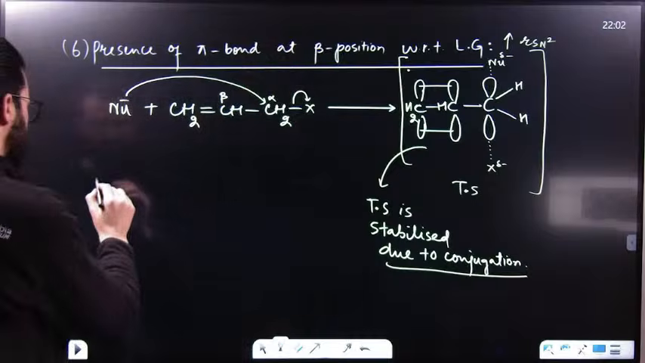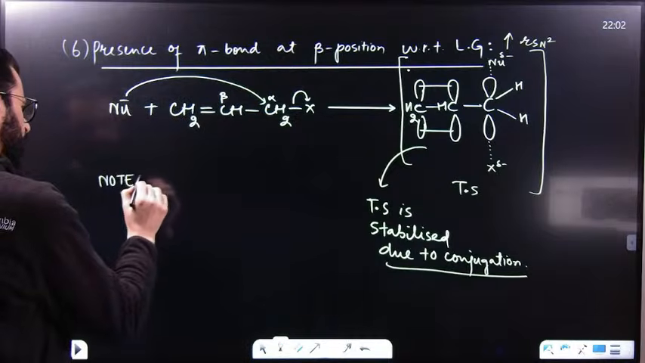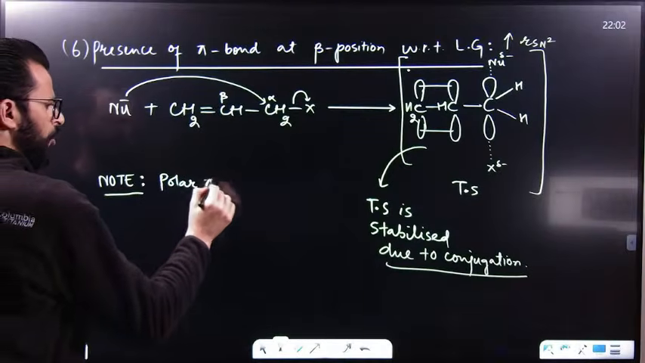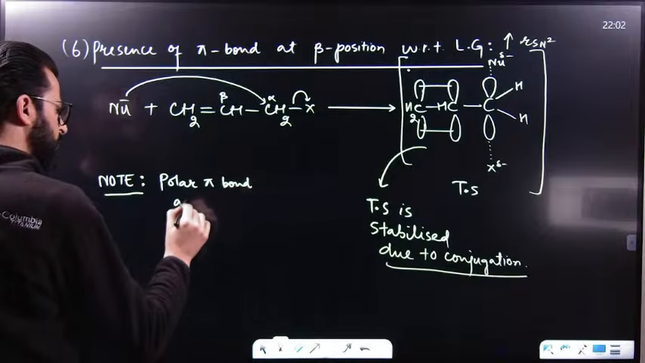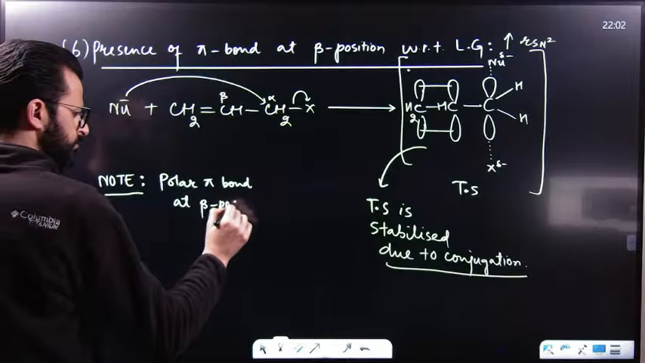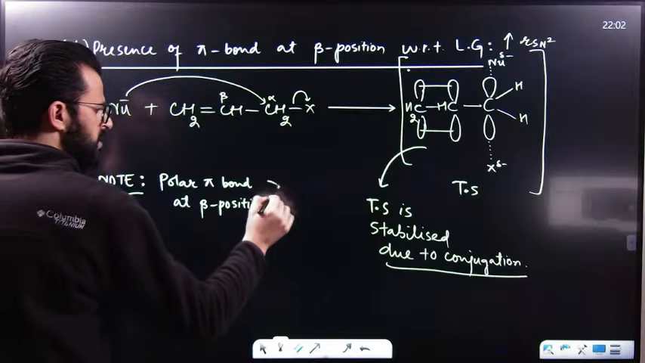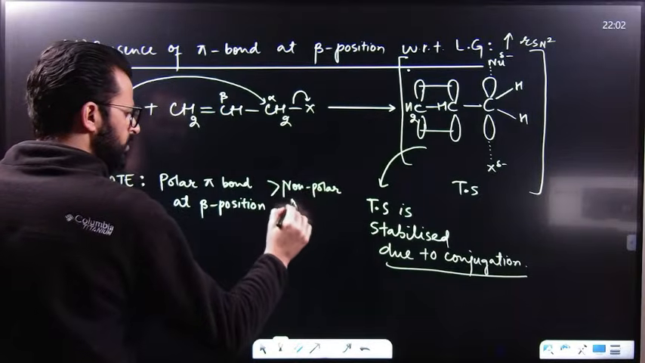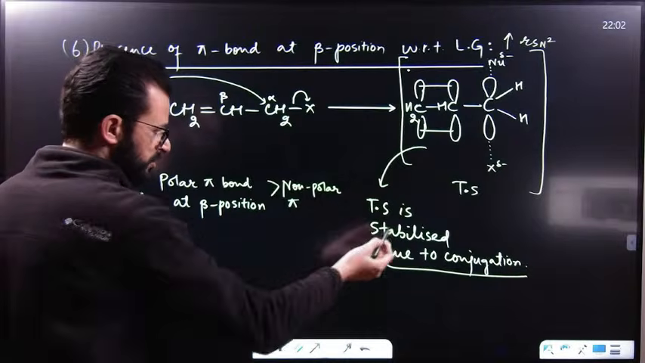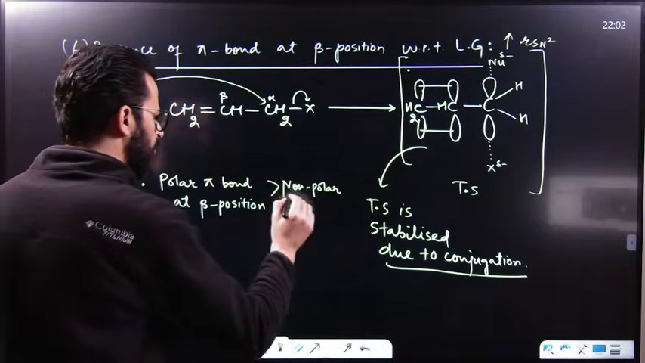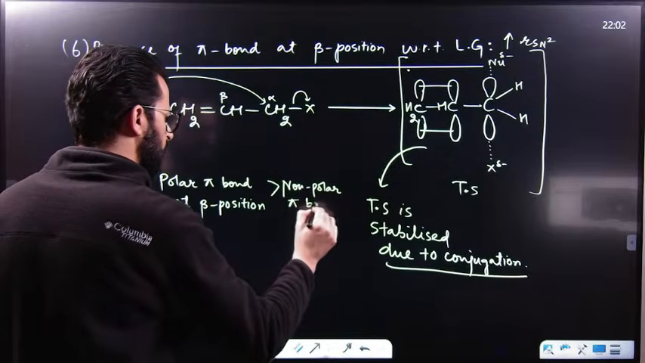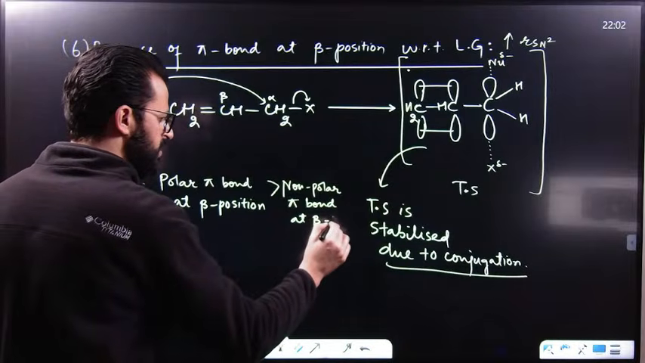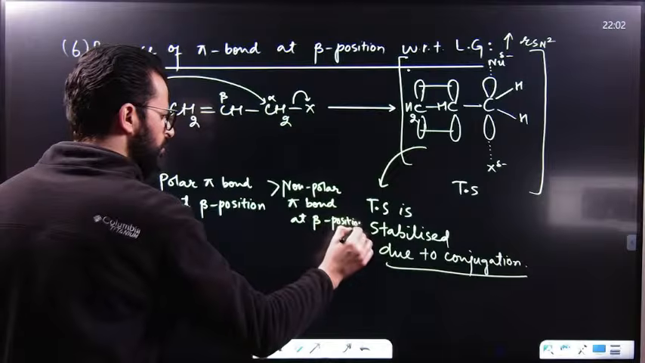But let me tell you, a polar pi bond at the beta position shows more SN2 as compared to a non-polar pi bond. Both actually increase the rate, because both are resonance stabilized, or what we call stabilized due to conjugation. So a non-polar pi bond as well as a polar pi bond at the beta position increases the rate of SN2 reaction. But among these two, which will increase more?